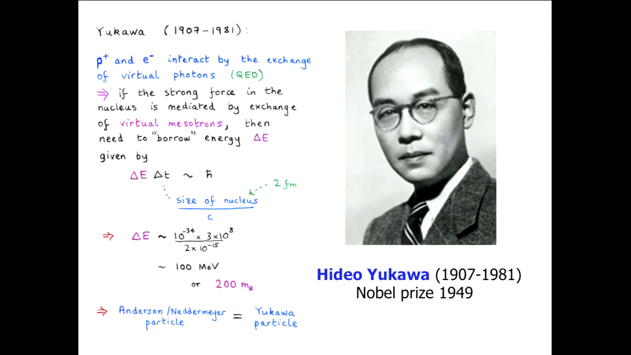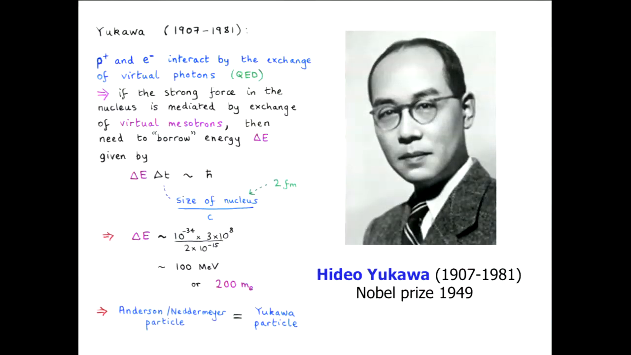But there was a puzzle. What keeps the nucleus together? The nucleus is a whole bunch of positive particles like protons that should repel each other, and neutrons that don't have any charge at all. So what on earth keeps the nucleus together? And Yukawa had a very good idea. He said, well, maybe it's just like quantum electrodynamics. It's the exchange of virtual particles. Maybe not the exchange of photons, but maybe the exchange of some other particle.